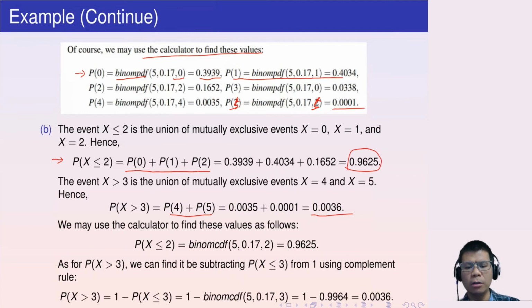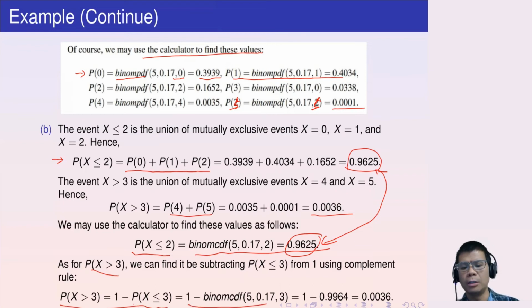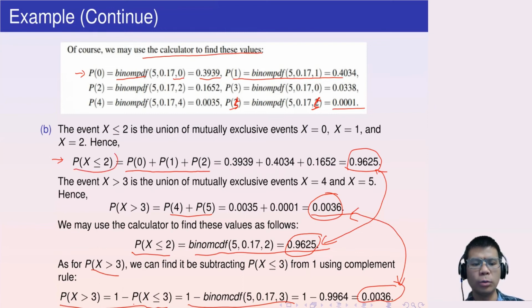Now we can also use the calculator to find these values. Less or equal than 2, binomial CDF, and we do get the same result as you can see here, right? So the result is the same. Similarly for X greater than 3, we can use the calculator. It is 1 minus the probability X less or equal than 3. It is this one. So we got the same result here as well. Right, this is our part B. We can find the probabilities of these two events.